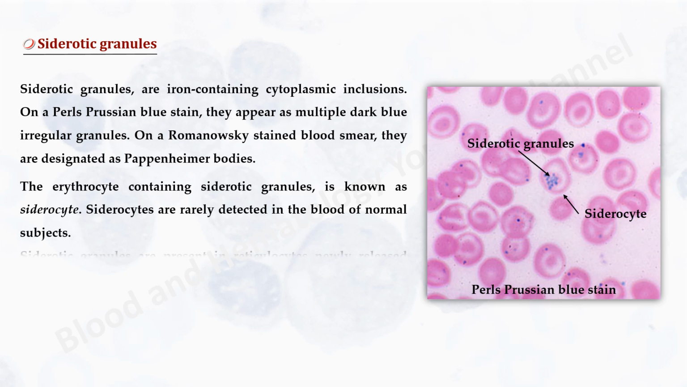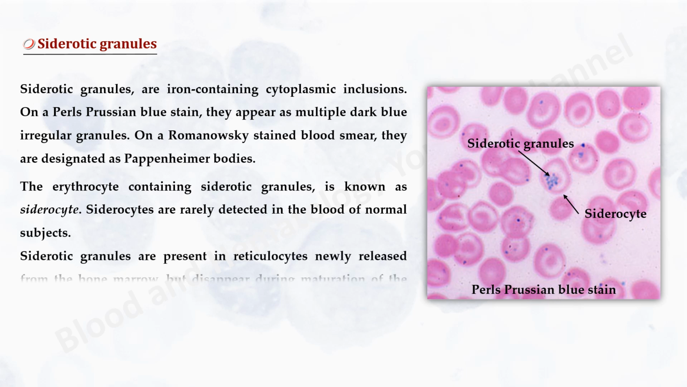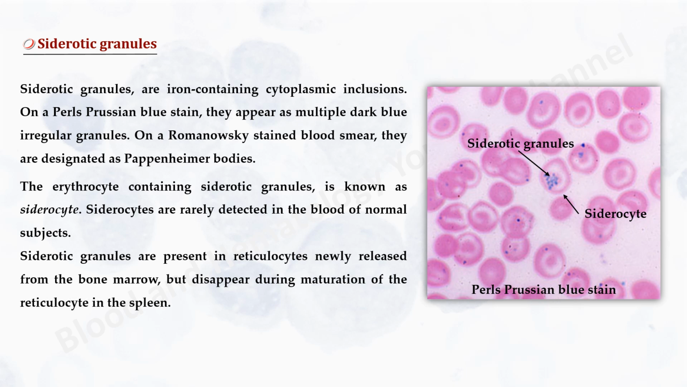Siderocytes are rarely detected in the blood of normal subjects. Siderotic granules are present in reticulocytes newly released from the bone marrow, but disappear during maturation of the reticulocyte in the spleen.